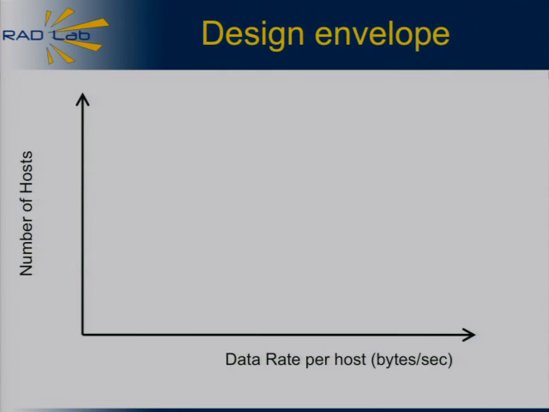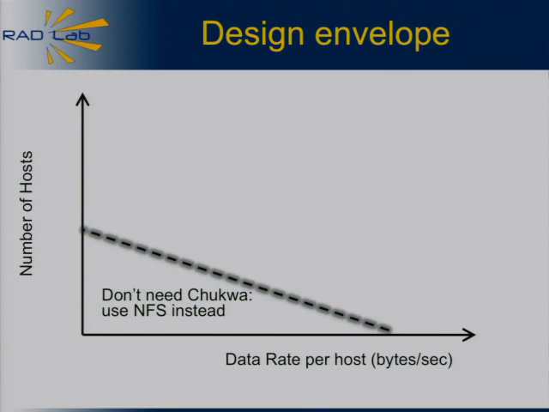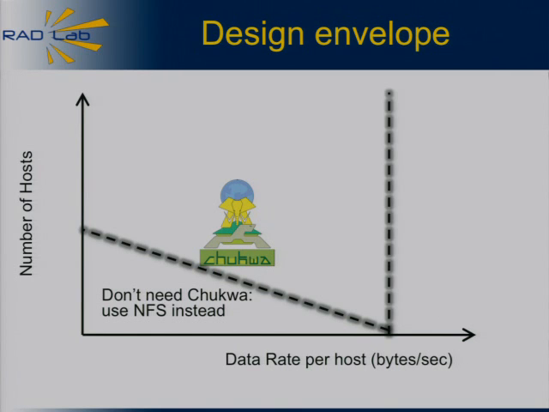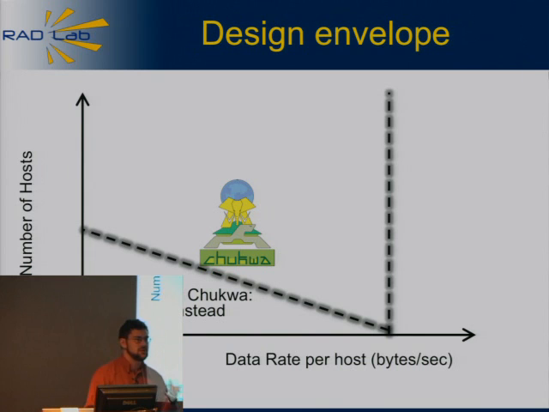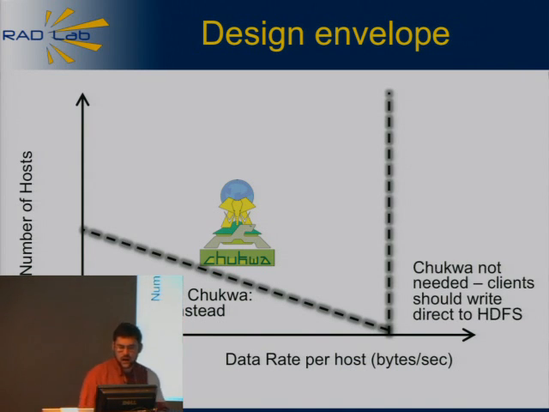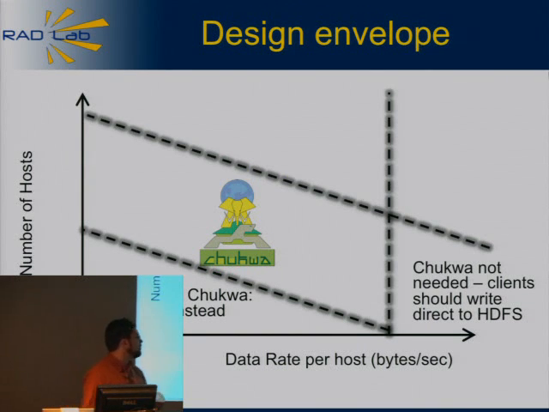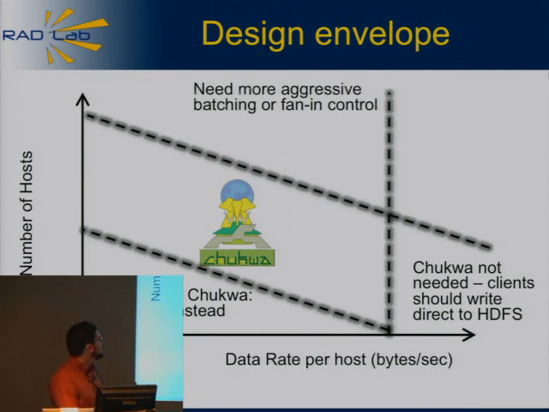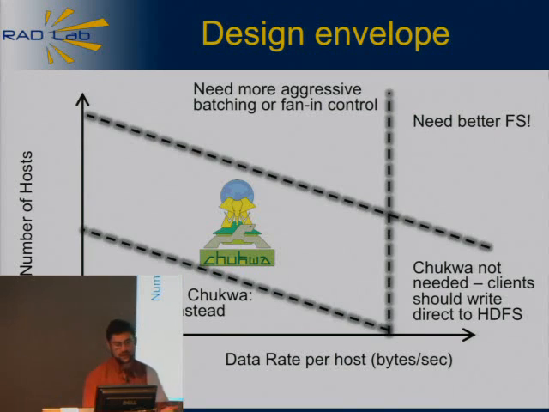This wasn't designed to handle every data collection problem in the world. There's a specific domain in which it makes sense. If you don't have much data and don't have many hosts, you can use NFS. If you need more than that, you need Chakra. If you have a very high data rate per host, you actually don't need Chakra because then your data is a good match for the file system and you can just dump it directly. And if you have a really large number of clients without a huge amount of data per client, you need some sort of clever aggregation or batching. And of course, at some point, you just need a better file system because there's a limit to the write bandwidth of what we have today. So we're handling the cases in the middle.